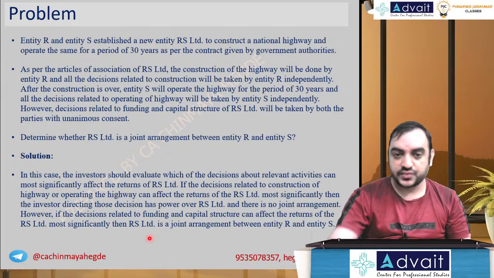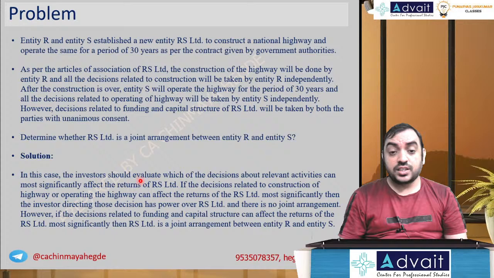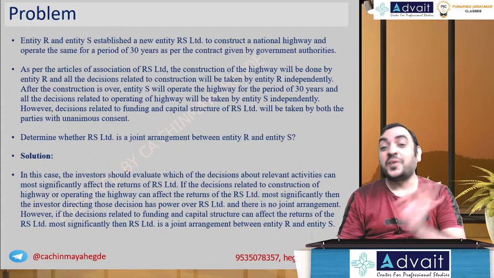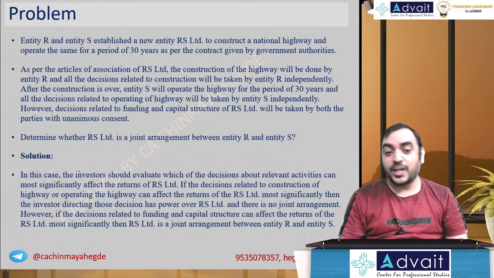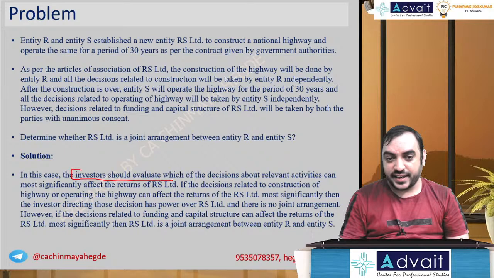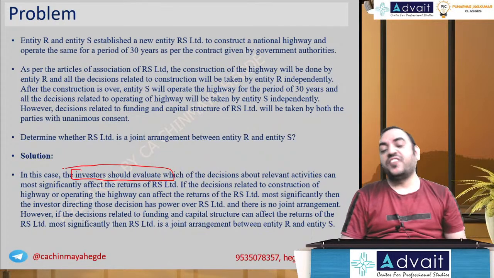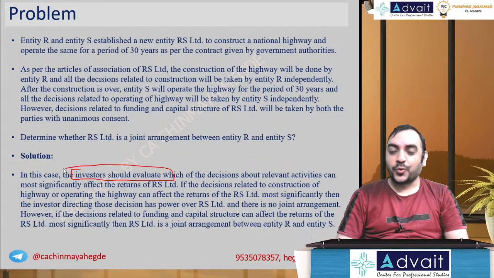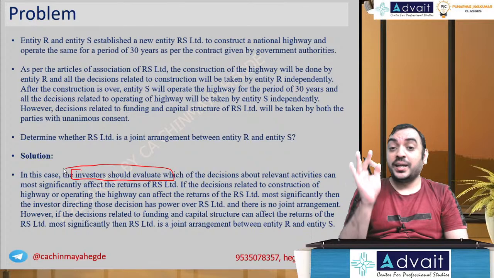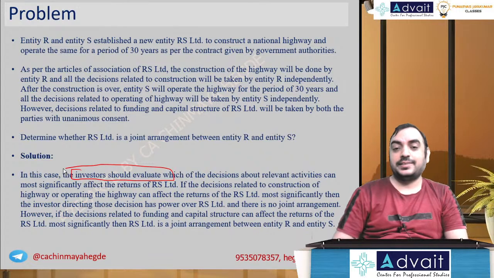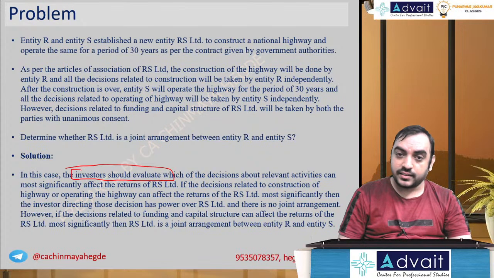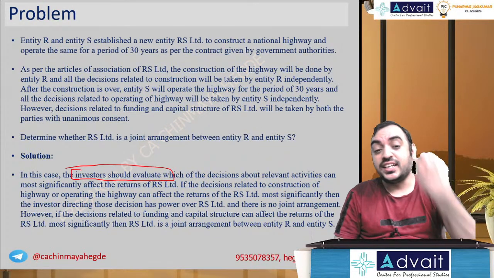So let's see what the solution given by ICAI is. Investors should evaluate. Okay, you understood. We don't know what is relevant. In that case, how do you answer in an exam? Investors should evaluate which is more relevant. In the exam also, you do it like this, a simple thumb rule. If you are not able to make a clear-cut decision on which is the relevant activity, then you say that the investor should decide which is relevant.